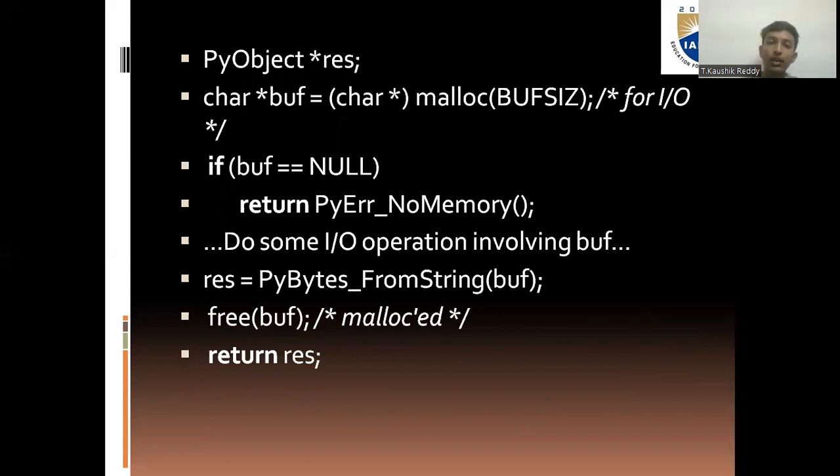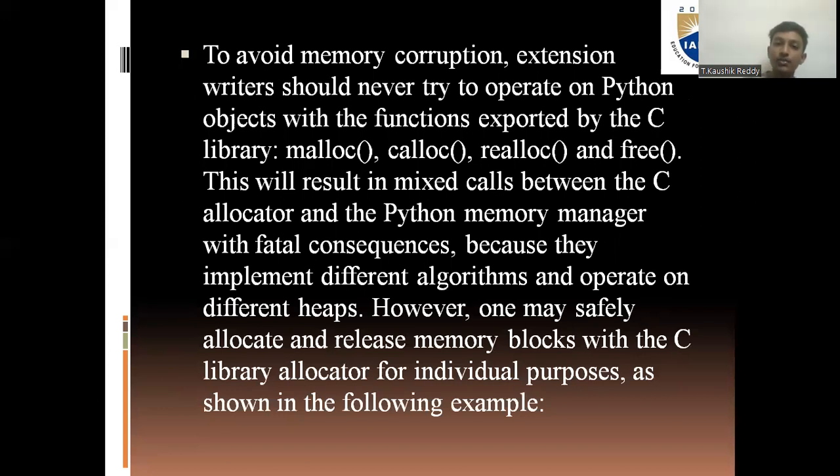This is the code: PyObject *res; char *buf = (char *) malloc(BUFSIZ); /* for I/O */ if (buf == NULL) return PyErr_NoMemory(); /* ...Do some I/O operation involving buf... */ res = PyBytes_FromString(buf); free(buf); /* malloc'ed */ return res; This is the example of what to avoid for memory corruption: extension writers should never try to operate on Python objects with the C allocator functions. For this, it's an example.